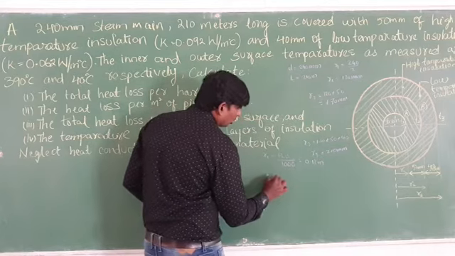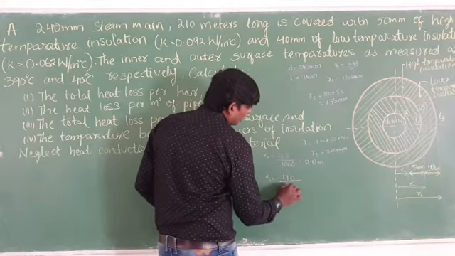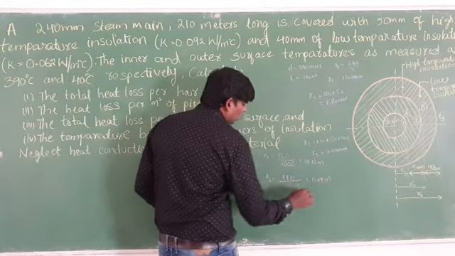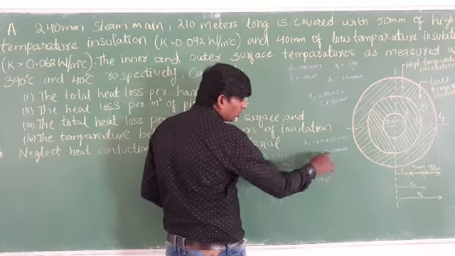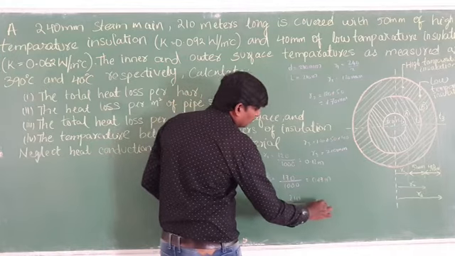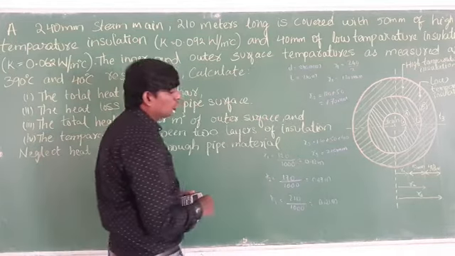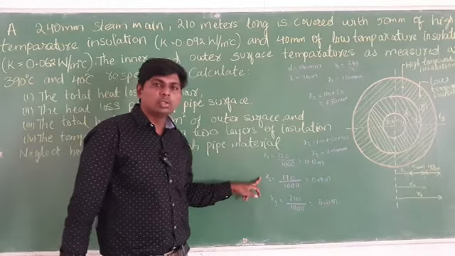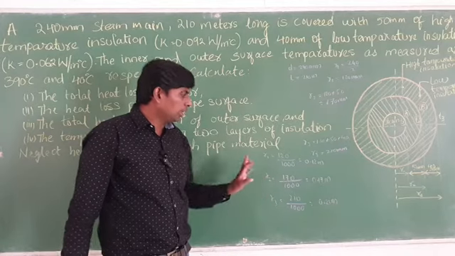Next, you have to find the value of R2. R2 is equal to 170, 170 divided by 1000, so you will get 0.17 meter. Next, R3. R3 is equal to 210, 210 divided by 1000, so you will get 0.21 meter. Here you got the values of R1, R2 and R3 in meters.